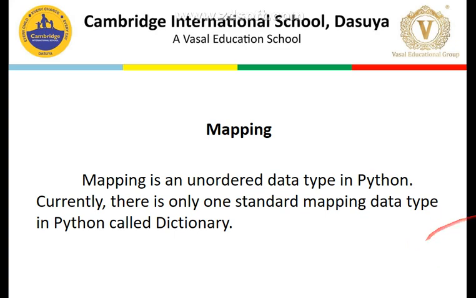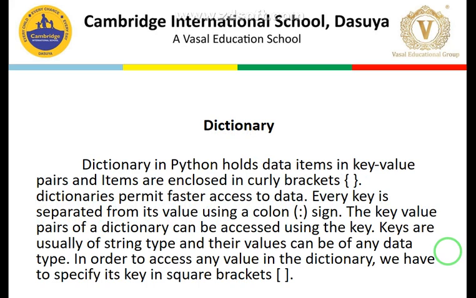So we move to the dictionary. What is the dictionary? You see here, dictionary is also quite important. Dictionary in Python holds data items in the form of key value pairs, and items are enclosed in curly brackets. So here a dictionary is enclosed inside the curly brackets, and it holds the data items in the form of key and value. So we will take students example also, need not to worry.